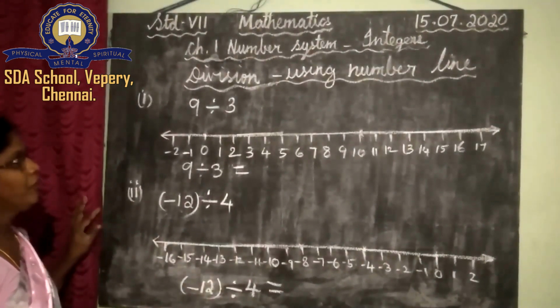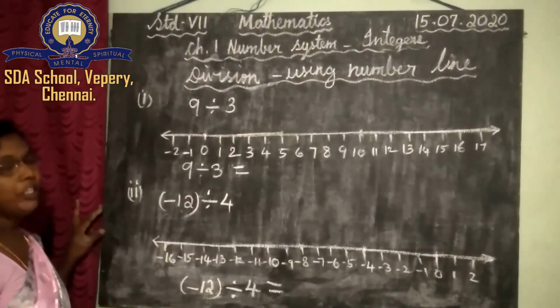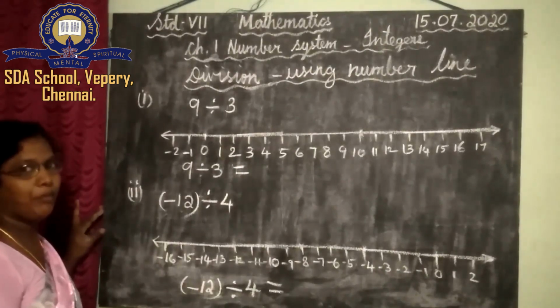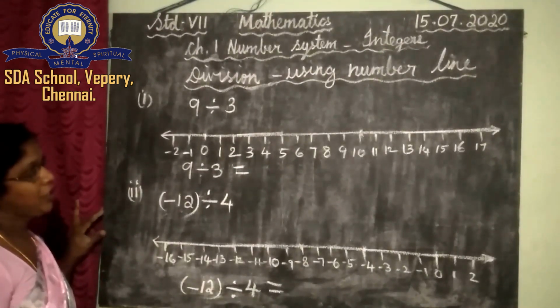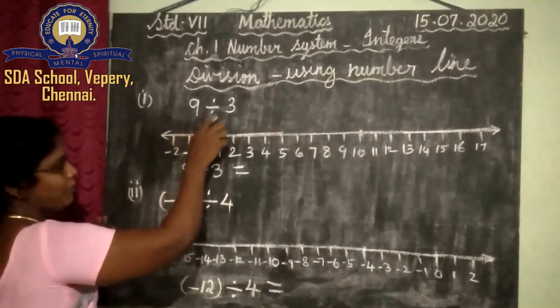Okay, you have completed multiplication using number line. Now I am going to teach you division by using number line. How to do division in number line. Okay. First one is 9 divided by 3.